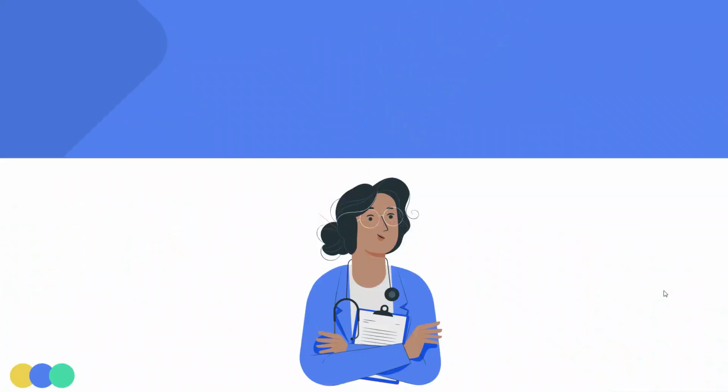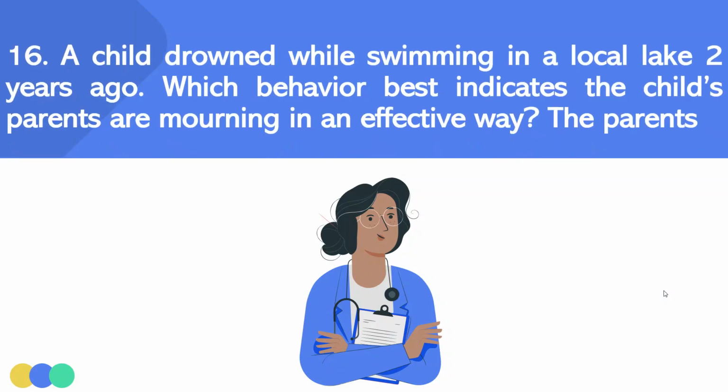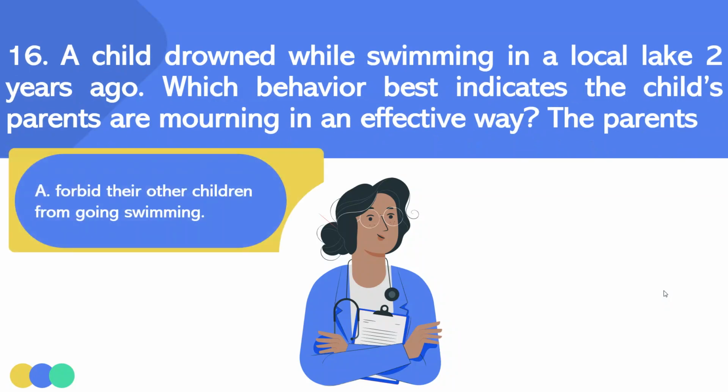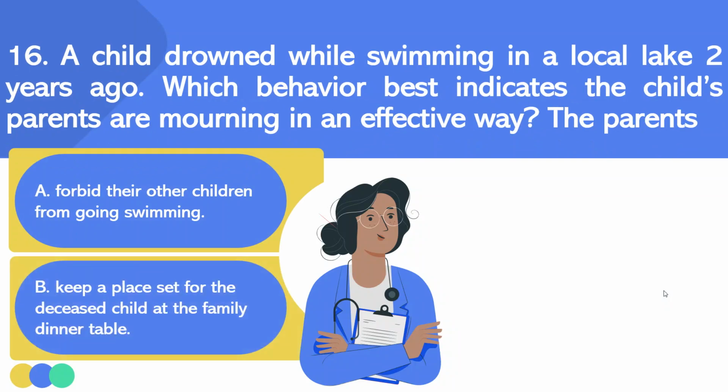Next, number 16. A child drowned while swimming in a local lake 2 years ago. Which behavior best indicates a child's parents are mourning in an effective way? The parents: A. Forbid their other children from going swimming. Letter B. Keep a place set for the child at the family dinner table.